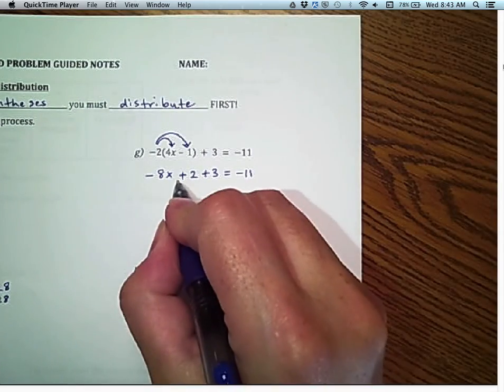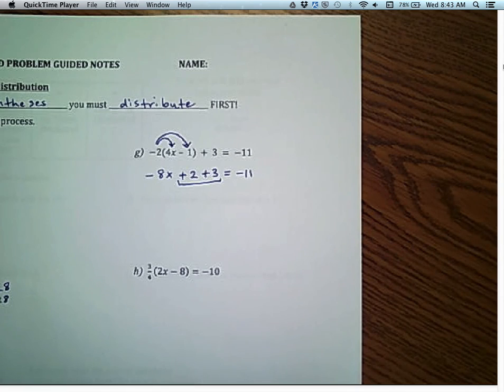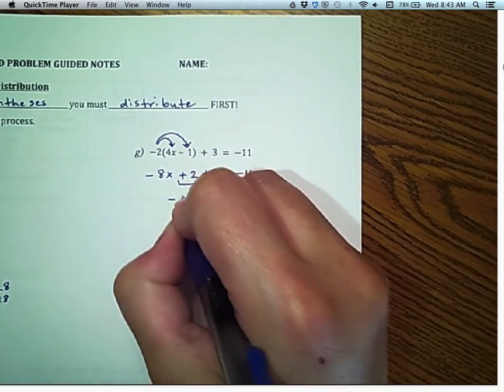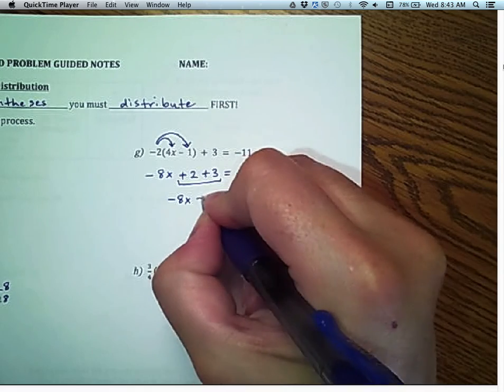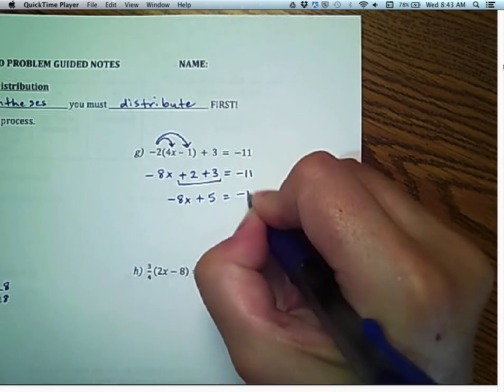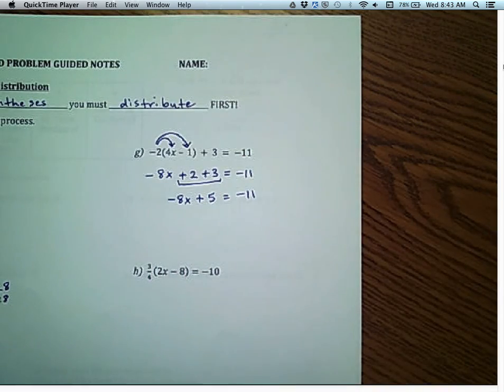I see that I have like terms. I have 2 constant terms on this side. I can combine those into one term so that then I can have a nice two-step problem. So my negative 8x just drops down. And here I just see I have 2 plus 3, so this becomes plus 5 equals negative 11. Now it's a nice two-step problem.